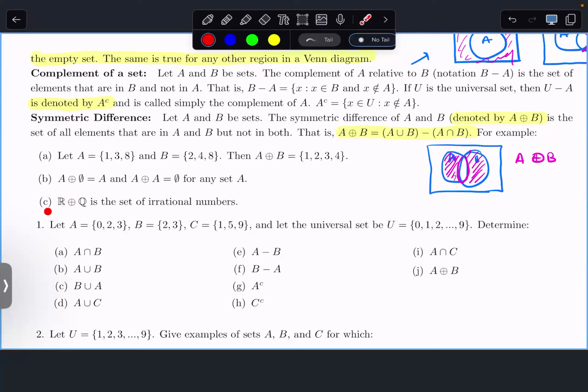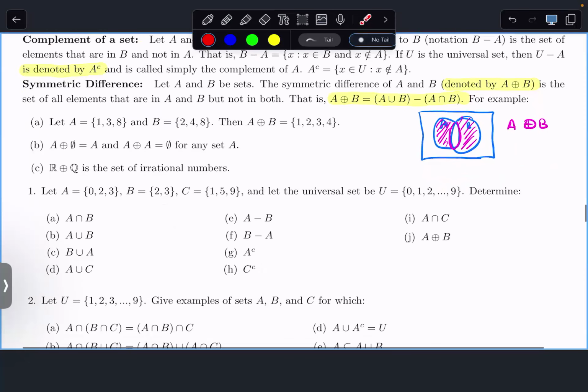Taking away the rational numbers from the real numbers, I'm left with the set of irrational numbers. Numbers that cannot be summarized as a fraction, right? Pi, e, those guys. Some common irrational numbers.